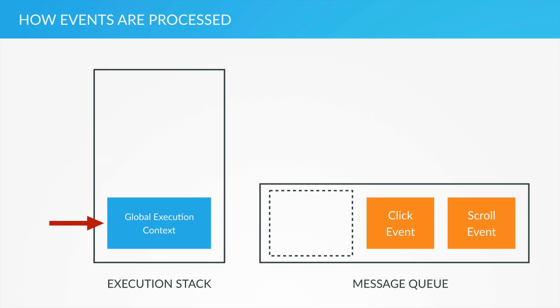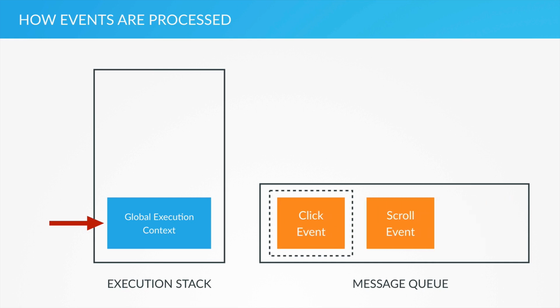Okay, so besides the execution stack, we also have something called the message queue in the JavaScript engine. This is where all the events that happen in the browser are put, and they sit there waiting to be processed, which, as I said, only happens once the execution stack is empty. And that is the case now here in our example. So the next event in the line will now get processed.